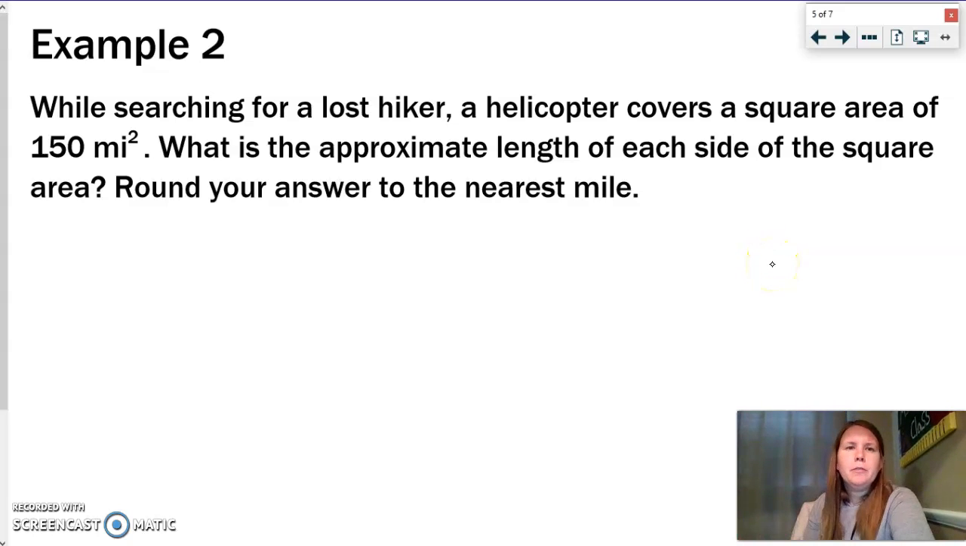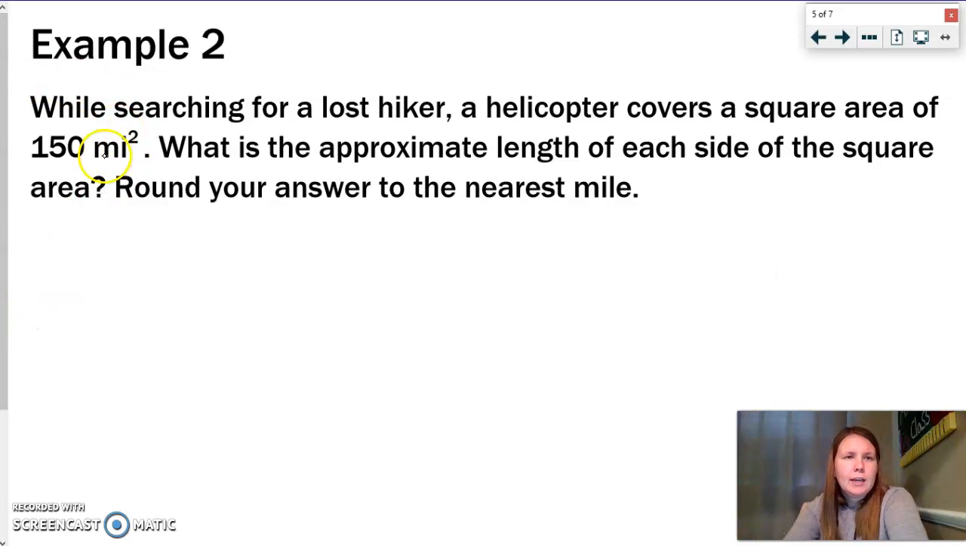It says, while searching for a lost hiker, a helicopter covers a square area of 150 miles squared. So this helicopter is going around in a square, I guess, and he's kind of looking in this area that this hiker might be. What is the approximate length of each side of the square area? Round your answer to the nearest mile.